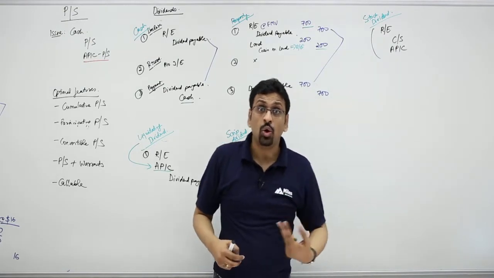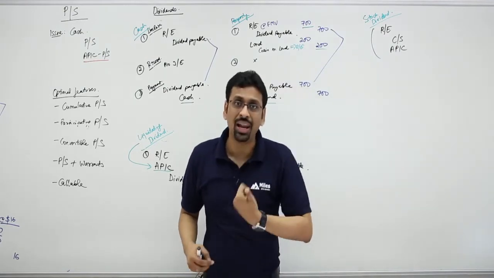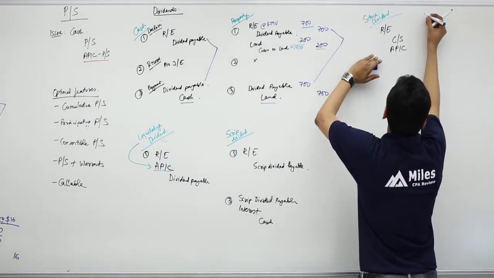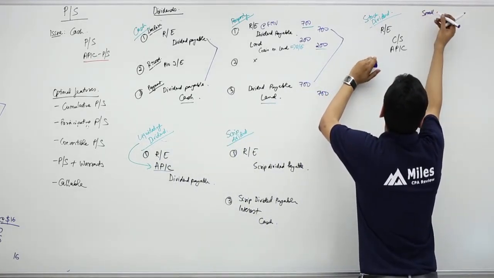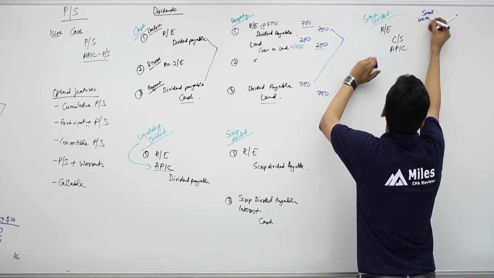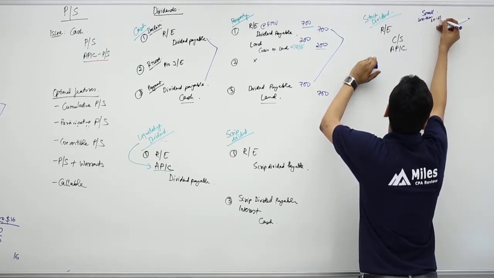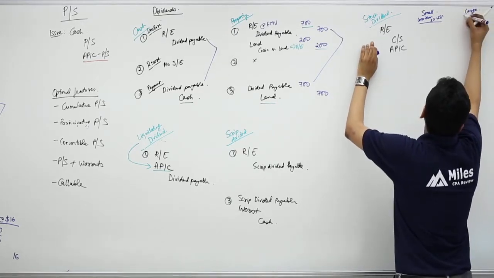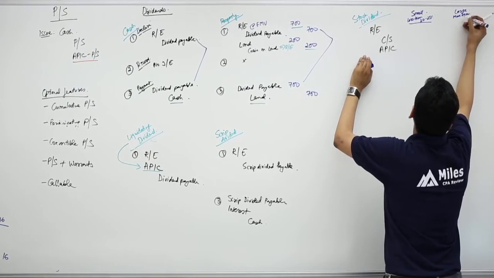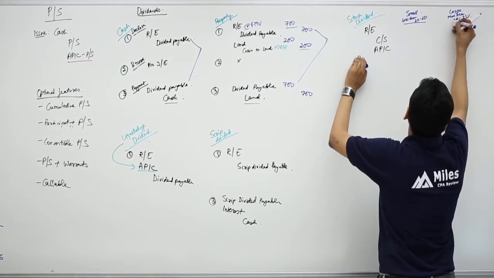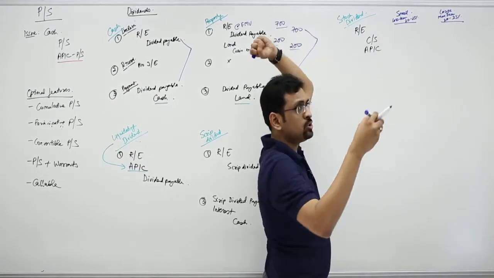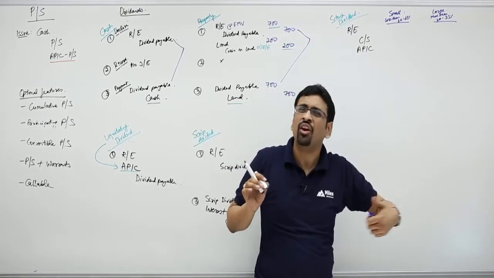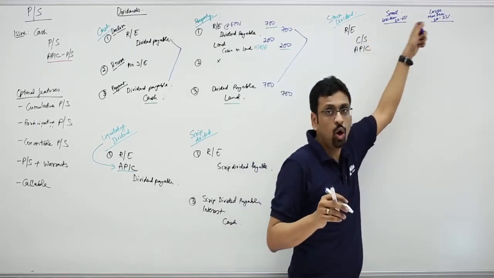Now, I've given you two types of stock dividends, small and large. If you have a small stock dividend, and I said less than 20%, let me say less than 20 to 25%. Large stock dividend, that's more than 20 to 25%. So if it's less than 20%, it's always small. If it's more than 25%, it's always large. If it's 20 to 25, you've got to decide whether it's small or large.